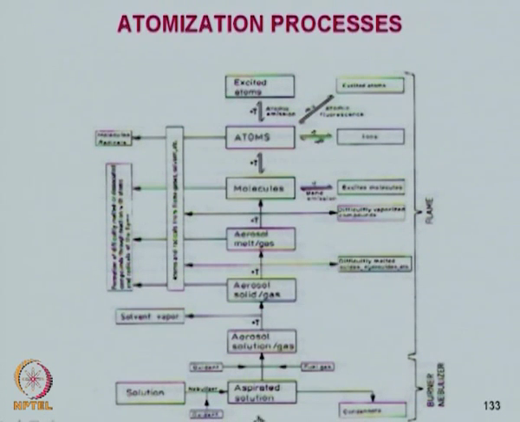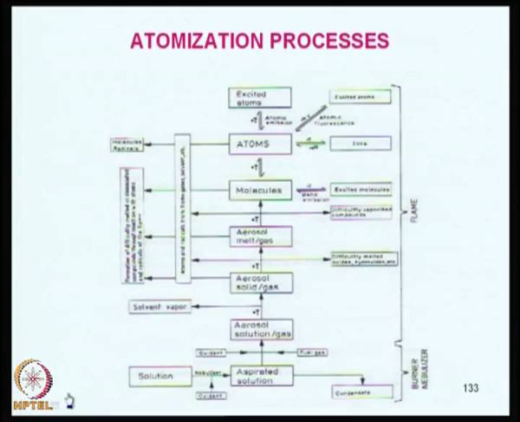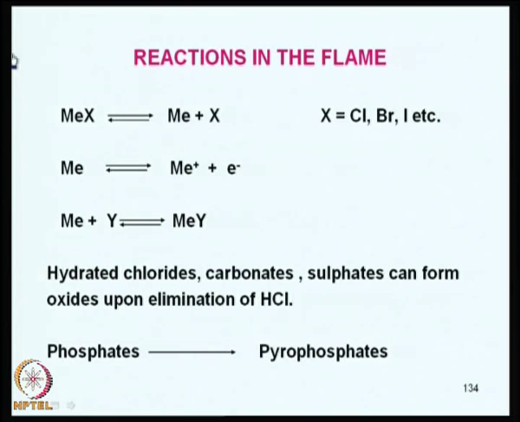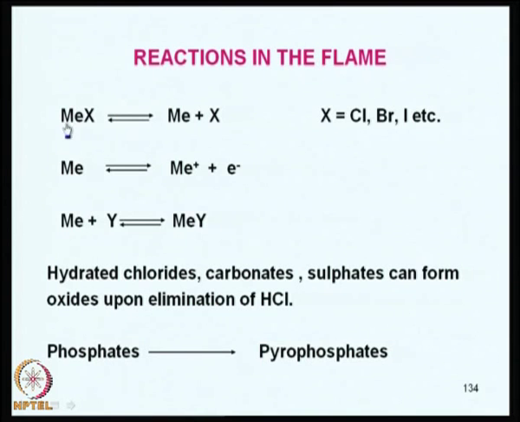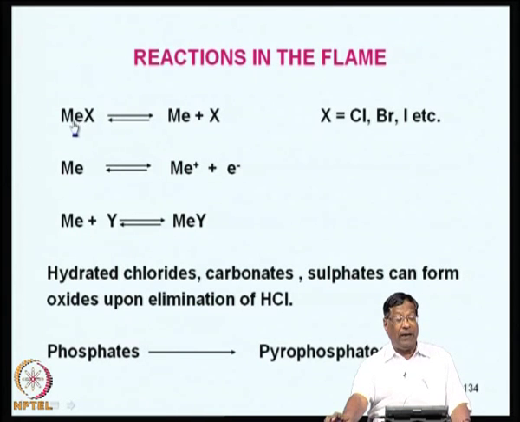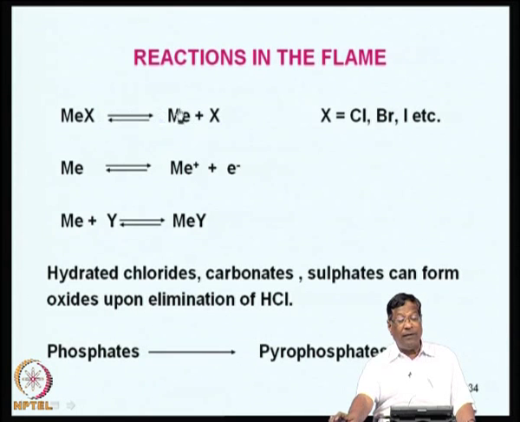So, you would see that a very small portion of the sample you are aspirating forms the atoms. Remaining all goes waste, because they are of no direct concern to the atomic absorption process. You can see that a number of reactions can also take place in the flame. For example, in this slide I have written MX, that is a metal halide, and X is chloride, bromide, iodide or some other salt. Basically, that is what is dissolved in your sample solution.